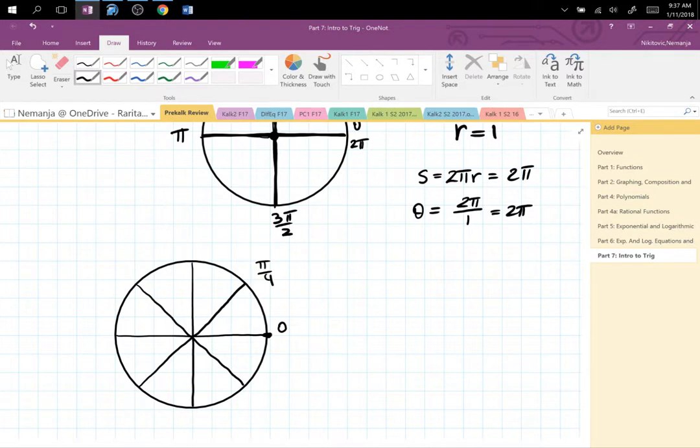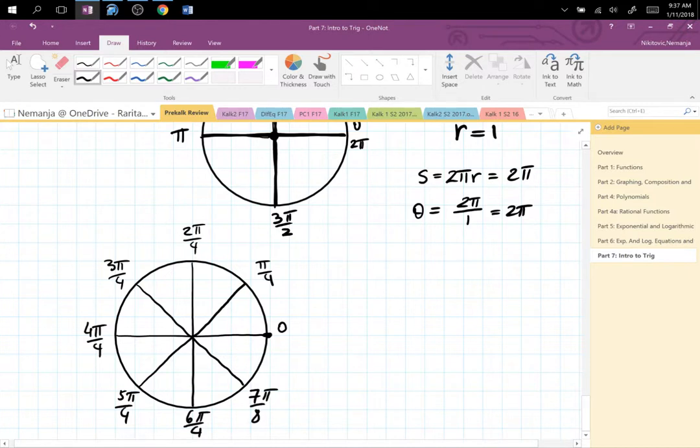Can you count 1, 2, 3, 4, 5? Let's count 1, 2, 3, 4, 5. So 0 pi over 4, 1 pi over 4, 2 pi over 4, 3 pi over 4, 4 pi over 4, 5 pi over 4, 6 pi over 4, 7 pi over 4, and 8 pi over 4.